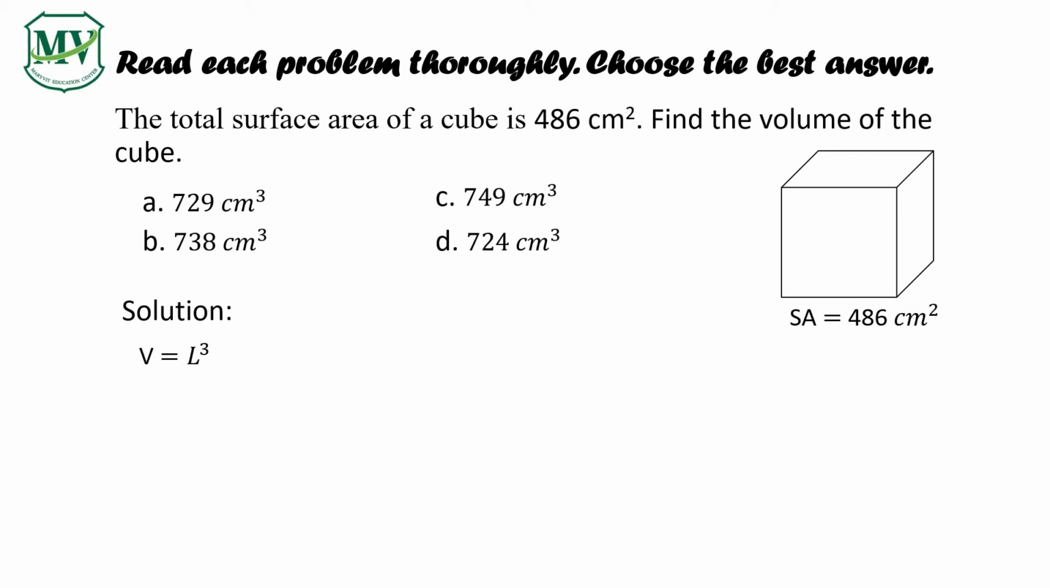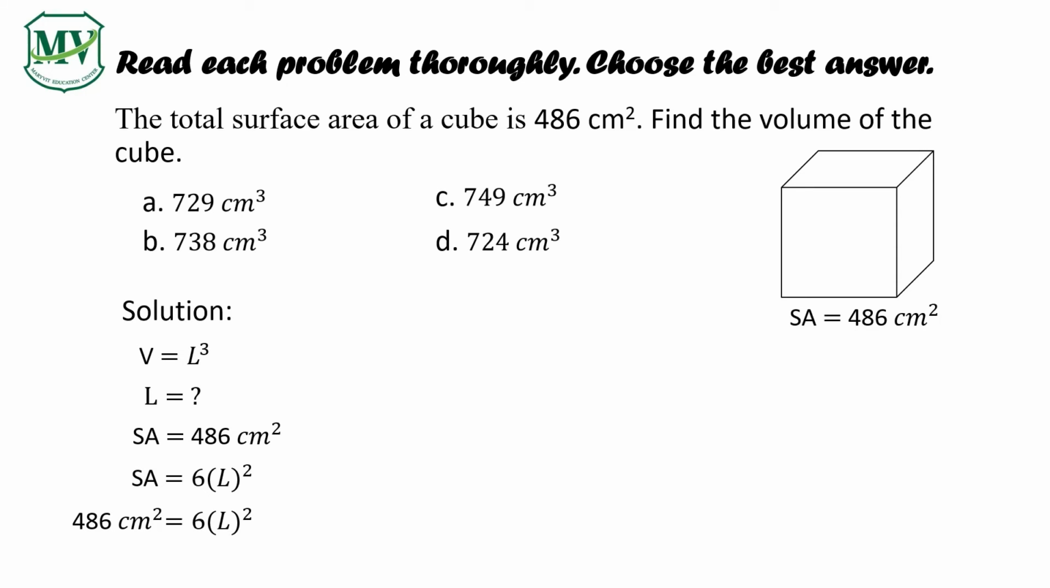So the formula for volume is V is equal to L raised to 3, since they are all equal size. So L is equal to unknown. So we need to find the value of L to find the volume of the cube. So surface area is equal to 486 centimeter raised to 2. So to find the L, we use the formula SA is equal to 6 times L raised to the power of 2, times 6 since a cube has 6 sides.